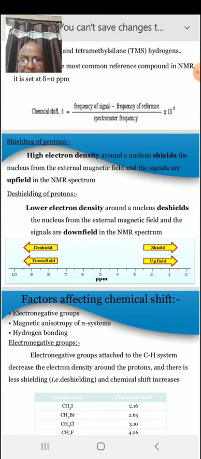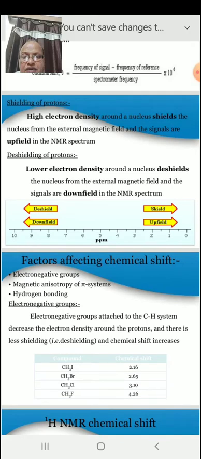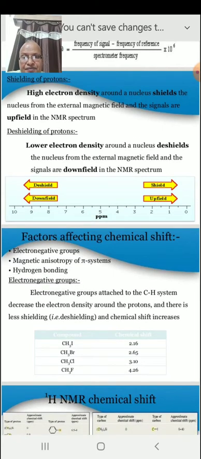There are some factors which affect the chemical shift. These may be electronegative compounds. If the compounds are electronegative, then it will affect the chemical shift. Magnetic anisotropy of systems also affects the chemical shift. Hydrogen bonding is also a very important factor that shifts the chemical shift.